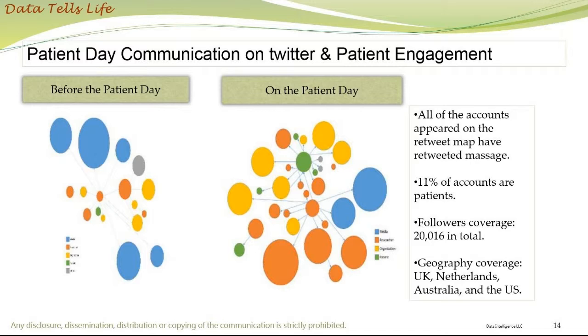However, we don't expect every follower to receive and read the message. If we assume 40% of followers read the message, on this patient day on social media the population coverage is 8,000, and the geographic coverage goes through 4 countries: the UK, Netherlands, Australia, and the US. Because we use English as the communication language, it is not a surprise that, again, most of the communication falls into the English-speaking countries.